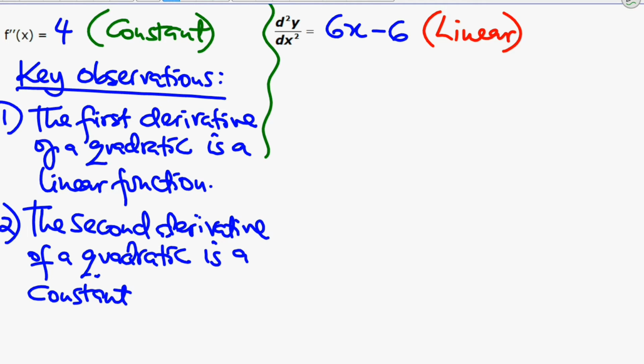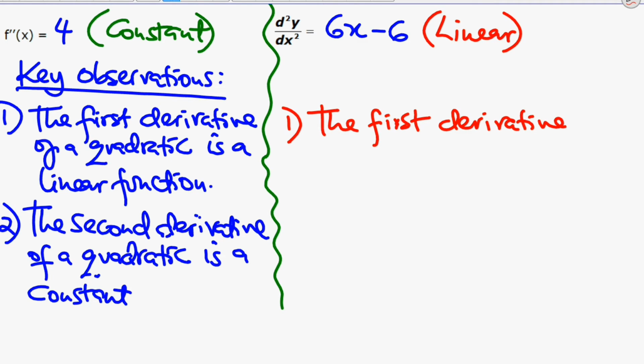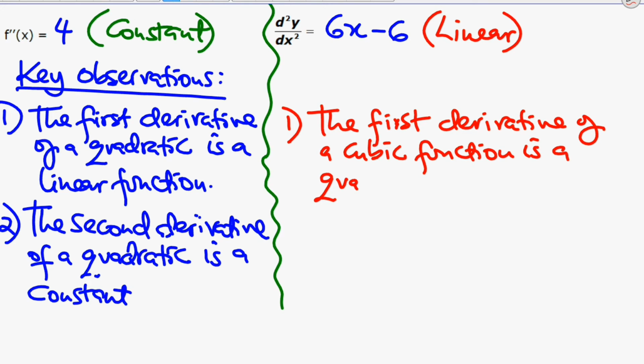Okay, so that is in the first case on the left. Now, on the right hand side, we also have some key observations. The first observation is that the first derivative of a cubic function is a quadratic function. And the second observation is that the second derivative of a cubic function is a linear function.